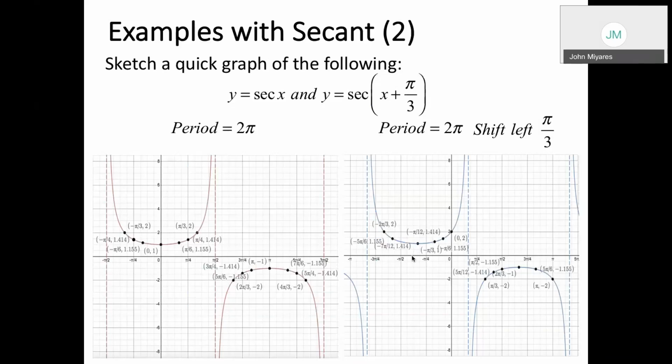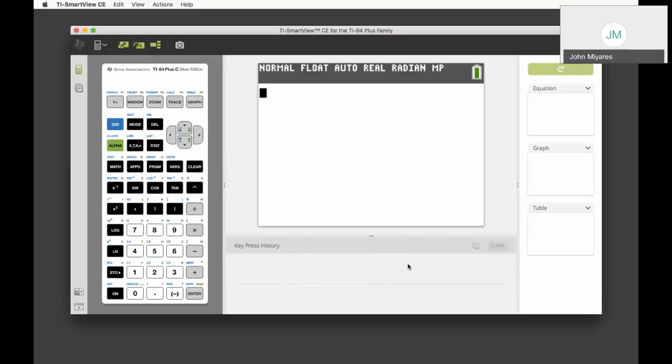There is one last thing I do want to do, and that is show you how we can graph secant, cosecant, and cotangent on your calculator, since your calculator does not have a secant button or a cosecant button. All right. So for this part of the demonstration, I'm going to use my graphing calculator emulator on my computer to look at the cotangent, secant, and cosecant functions.